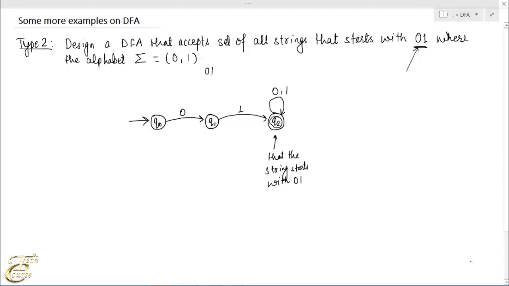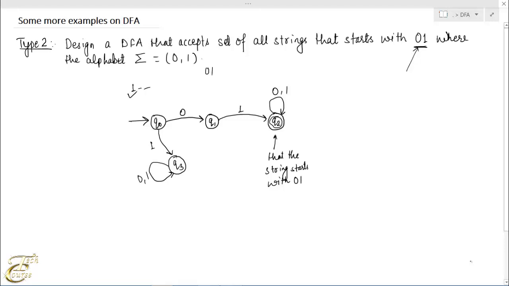Similarly, if the machine is in state Q0 and reads the symbol 1, that means the string started with 1. In this case, the string should not be accepted, and whatever comes after this 1 should not be accepted. Therefore, 1 from Q0 moves to another state Q3, and whatever comes in this Q3 should not be accepted.